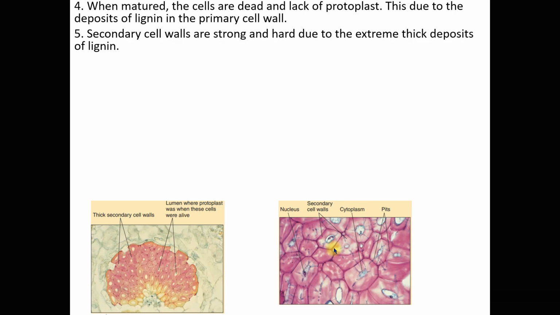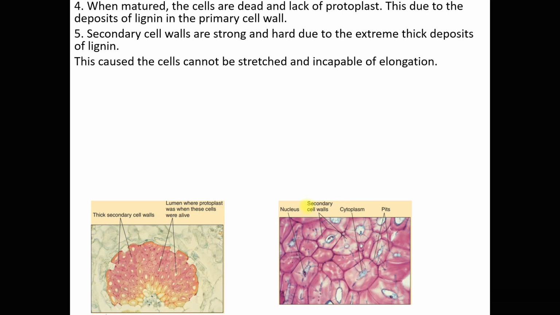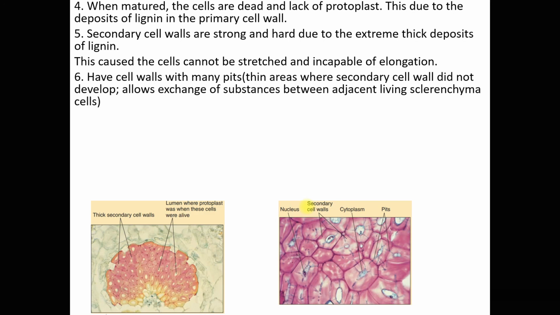Now, the secondary cell walls are strong and hard because of the extremely thick deposits of lignin. So both primary and secondary cell walls are highly lignified. This causes the cells to be unable to stretch and incapable of elongation. They have cell walls with many pits. These are the pits, thin areas where secondary cell wall did not develop. This allows exchange of substances between adjacent living sclerenchyma cells.